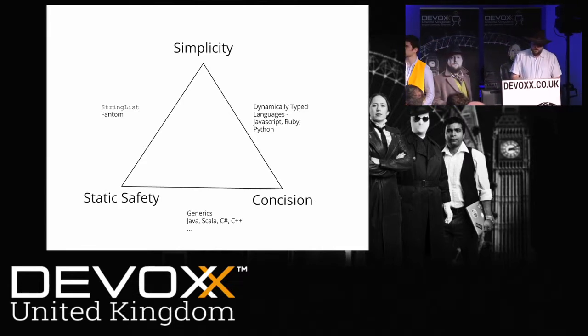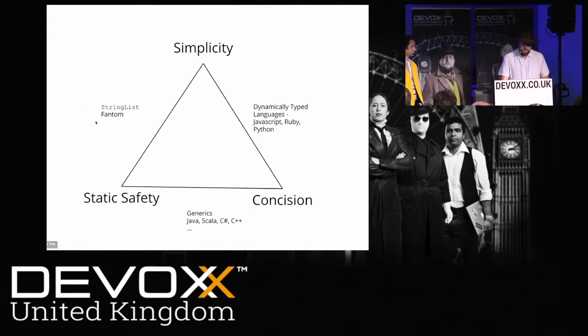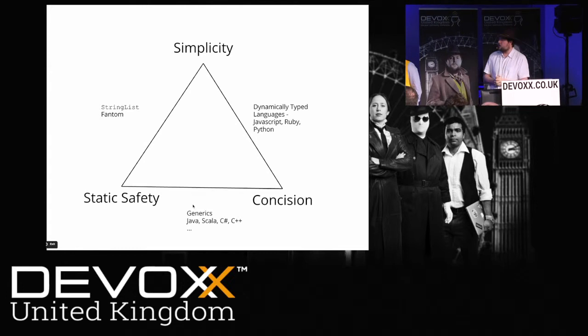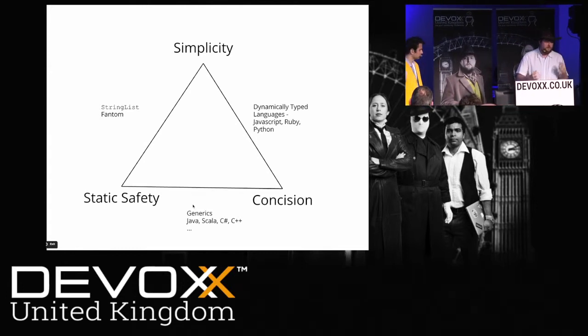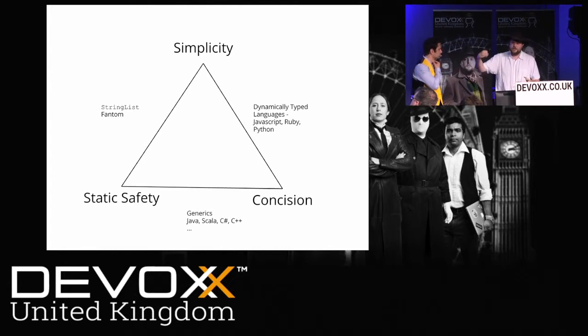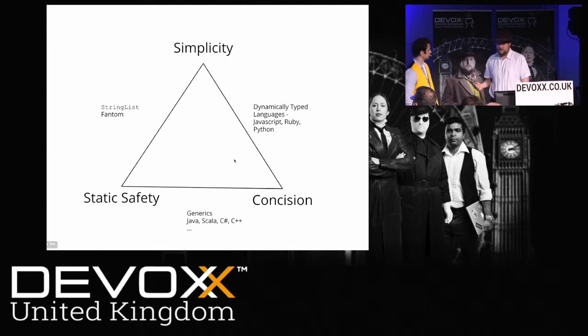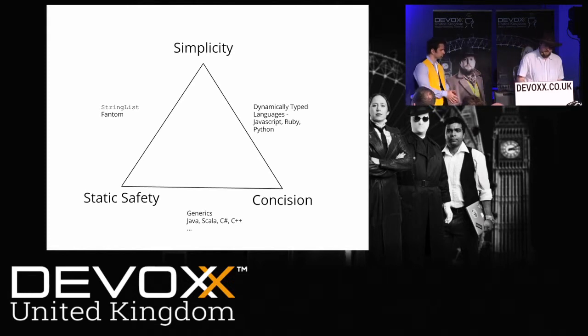So you can pick your poison, basically. There's no magic win. You've got simplicity, static safety, and concision. And languages like Java, Scala, C# have generics as a feature, so they've got something that lets us have that static safety without having to write your string list every time or your integer list every time. If you've got something that allows you to be concise, so have one list class and also be simple, you've got a dynamically typed language like JavaScript, Ruby, Python, that kind of thing, but they've given up on static safety.